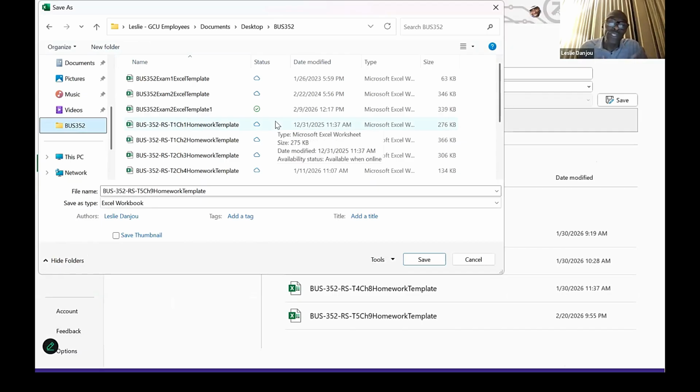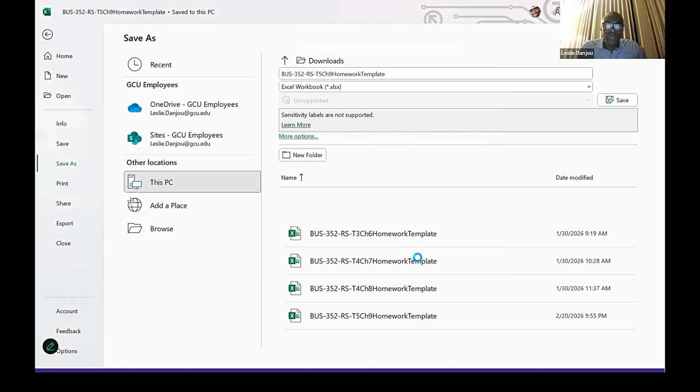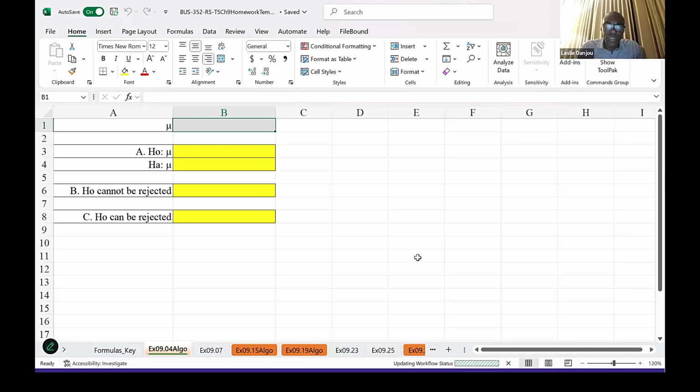I would highly recommend you click on your desktop. For my Mac users, go to your Mac and you'll find your desktop. Click on your desktop. Please create a folder, BUS352, and drop this file in there. So I'm going to drop it, save it. Perfect.